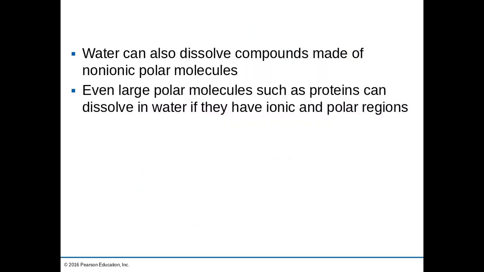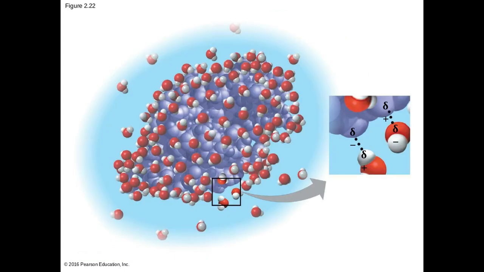Water can also dissolve other compounds made of non-ionic polar molecules. Even proteins can dissolve in water as long as they have either ionic regions like the salt or polar regions like water itself, where it's just a slight charge. You can see here that there are some polar regions of this protein. It's being dissolved by the water in the same way. Partial negative gets dissolved by the hydrogens, and partial positive gets dissolved by the oxygens.